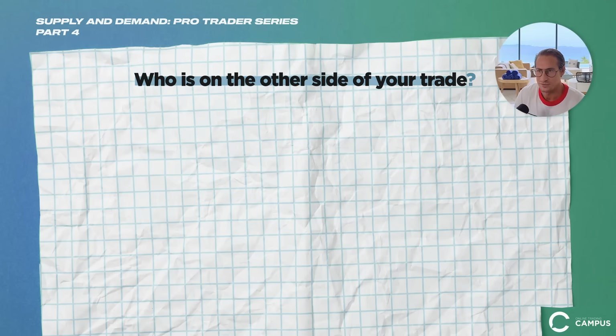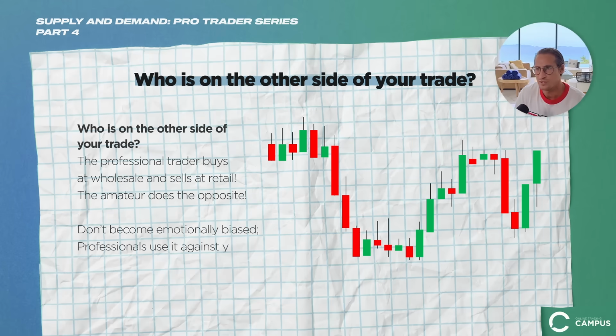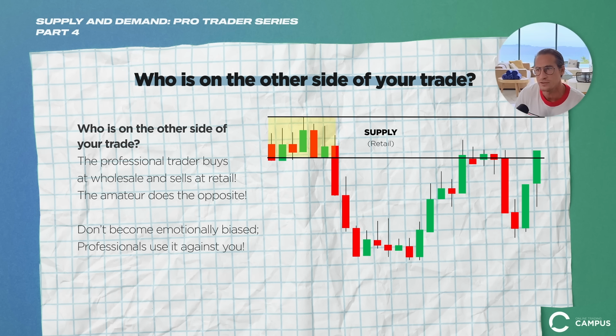Let's deal with step number 2 now. Understanding who is on the other side of your trades, very, very important. We started to quantify what supply and demand looks like on a chart in the market. Now let's start to figure out who is on the other side of our trade. We need to be able to identify the novice trader in the market. Think of it this way.